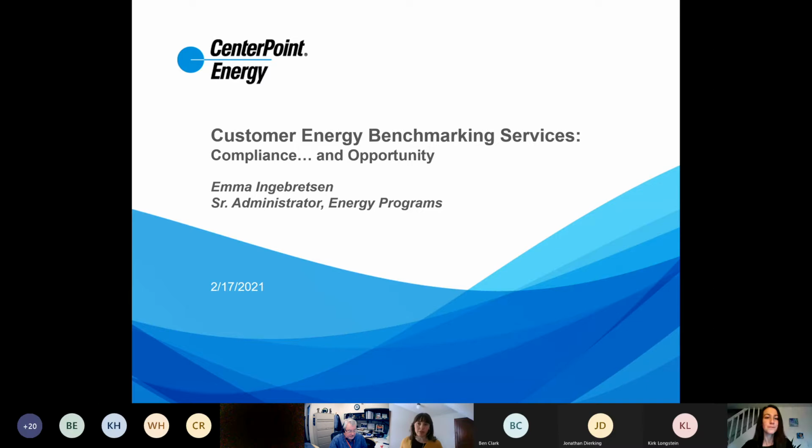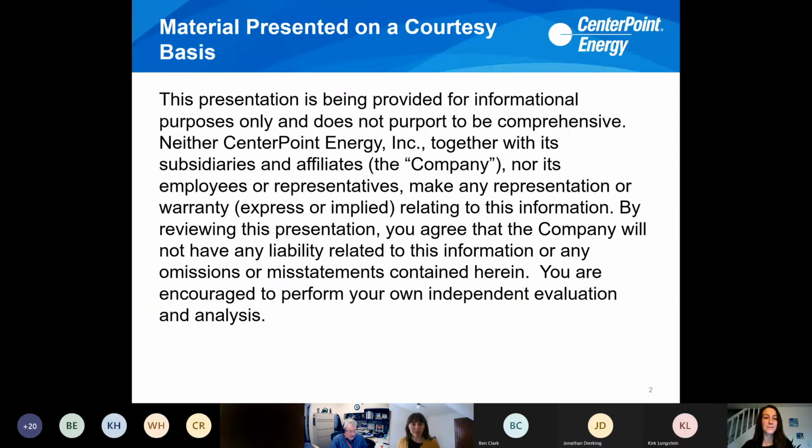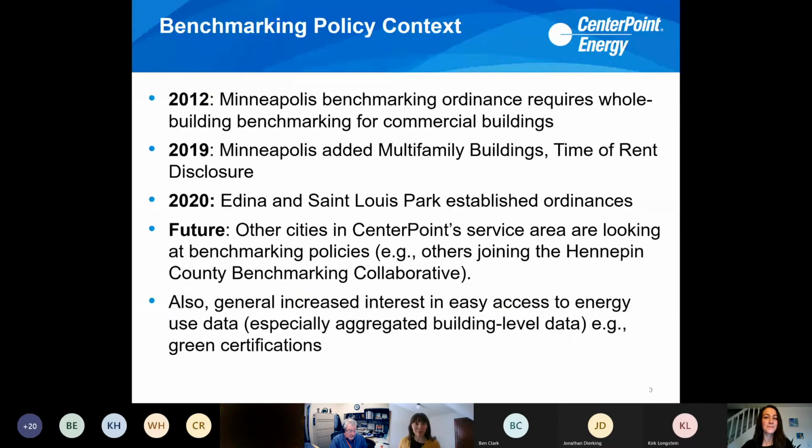So I'll talk about how we developed this to help our customers with compliance with benchmarking ordinances that are becoming more common throughout our service territory. I should say I'm up in Minnesota. And also talk about how we are viewing this tool as an opportunity mainly to help our customers and also to advance some of our energy efficiency programs. So you can go to the next slide and then the next slide.